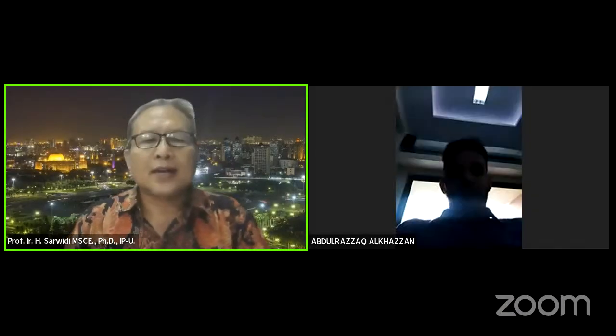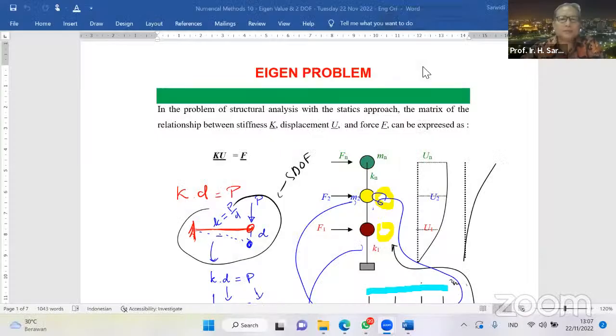theory of eigen problems. It's the topic today. The eigen problem is very important in structural analysis, especially for dynamic structural analysis. And we'll give you first the theory and the example of the usage of the problems. I mean, in applying the eigen problem. Okay, and open this one.